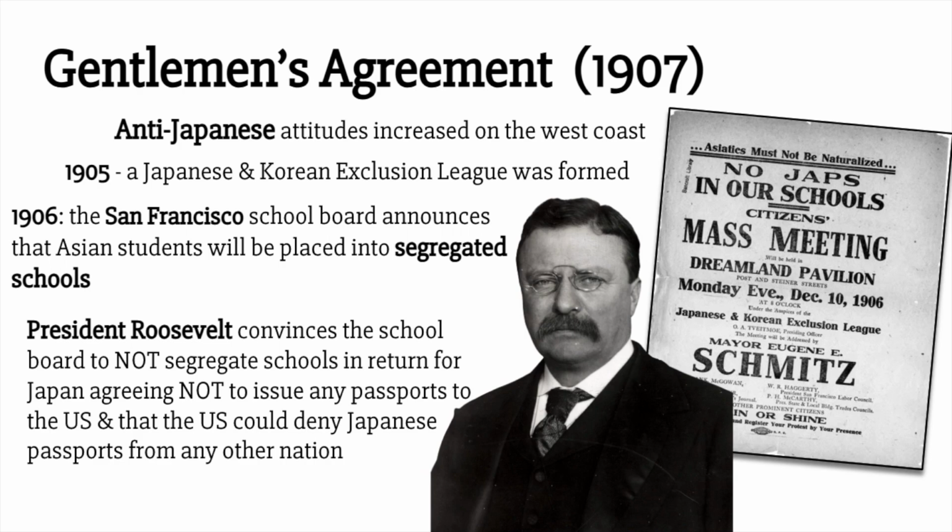This was eventually settled by President Roosevelt, who convinced the schools in San Francisco not to segregate, but in return, Japan had to agree to not issue any passports for Japanese immigrants to the United States. And this is known as the Gentleman's Agreement, which essentially ends immigration from Japan into the United States as well.